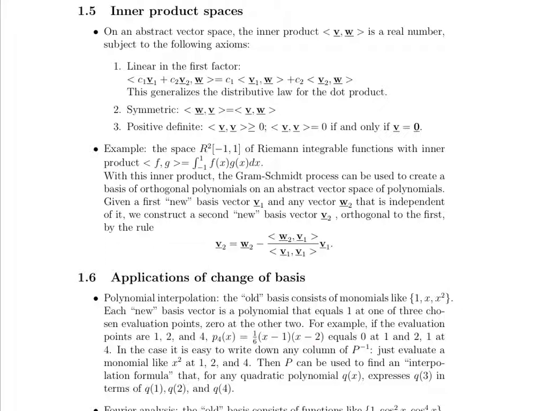In this case, it's really easy to write down any column of P inverse. We're just going to evaluate each of these basis elements at 1, 2, and 4. And what P can then do is find an interpolation equation. That is, for any quadratic polynomial, it can express the function value at 3 as a linear combination of the function values at 1, 2, and 4. Alternatively, it can take requested function values, say, okay, I want a polynomial that's equal to this at 1 and this at 2 and this at 4, and it can churn out the necessary coefficients on 1, x, and x squared to give you a polynomial that does that. We're going to do several examples in class this week.